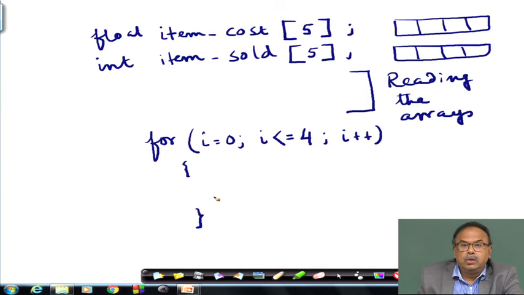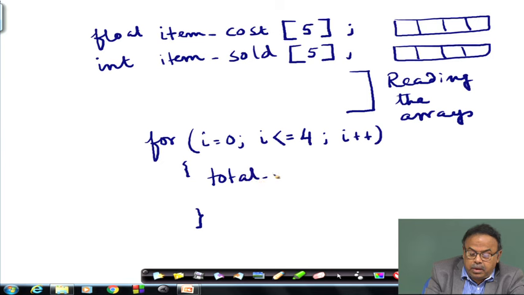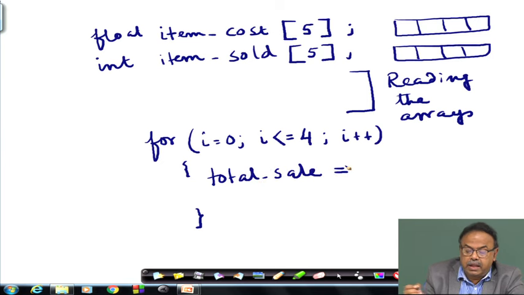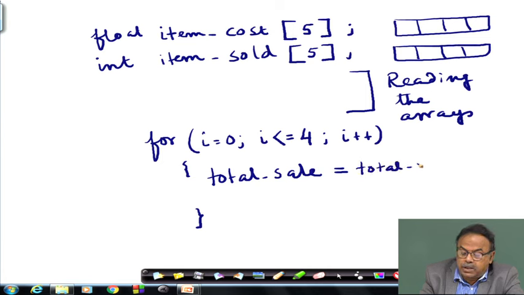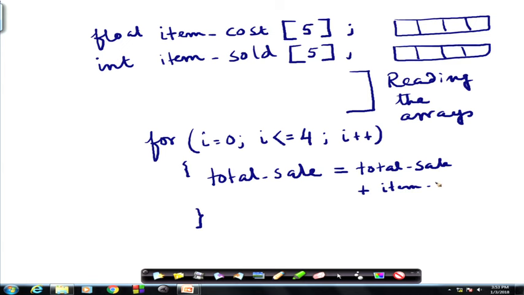What do I do in the body of the for loop? I write actually only one statement will do. There is no harm in putting this bracket. Total cell, which was a variable of type float, total cell was initialized to 0, total cell plus item cost I multiplied by item sold I.